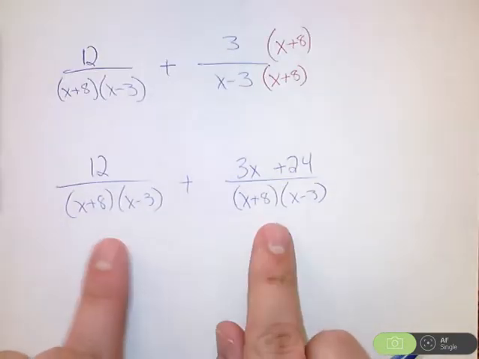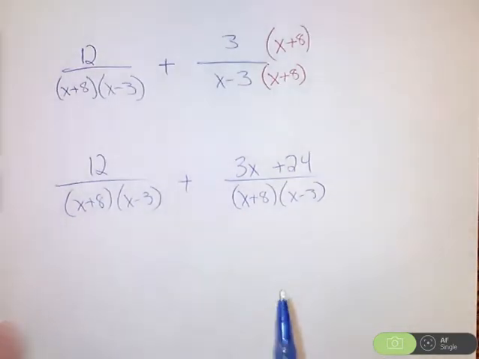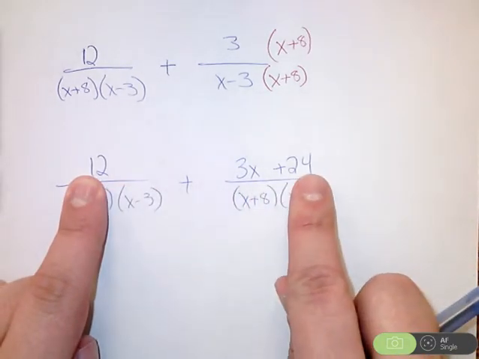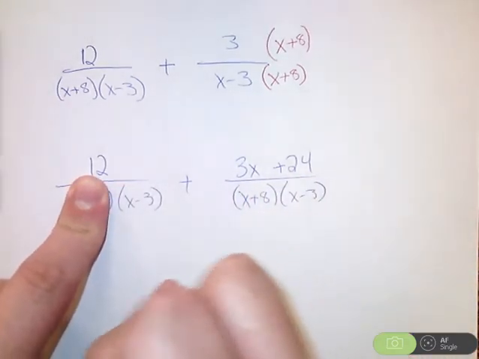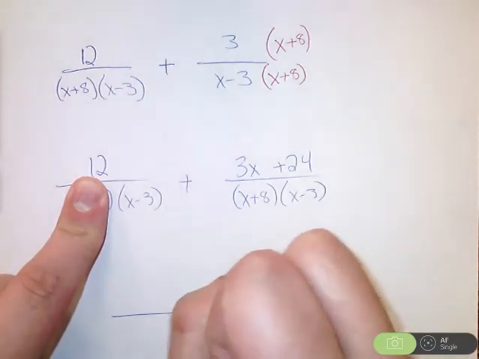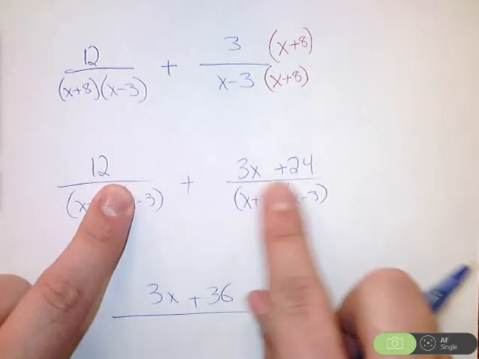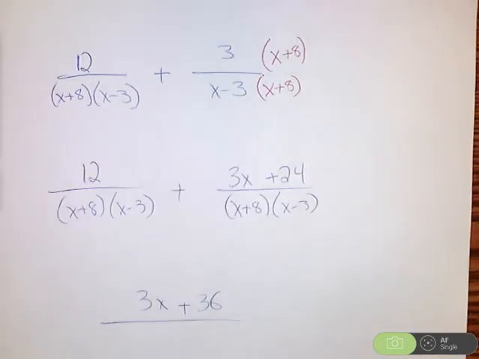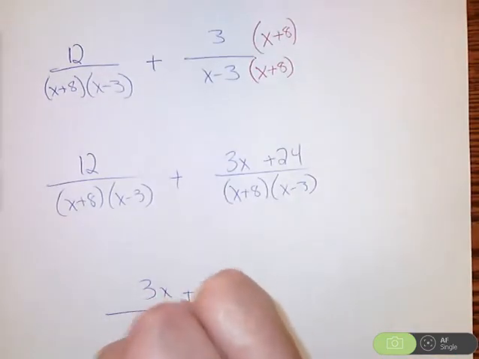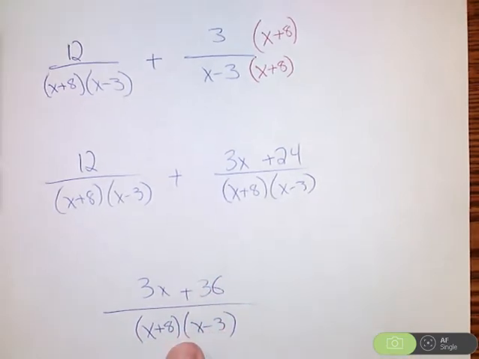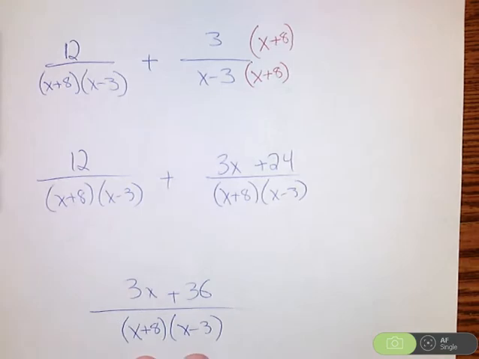So now I have common denominators. Only thing left to do is actually add these two fractions together. So I have a 12 plus 24, which is 36, and I also have that 3x there. So when you add the tops here, 12 plus 3x plus 24, I'm going to get 3x plus 36. And we still have our common denominator that's going to stay the same of x plus 8, x minus 3.